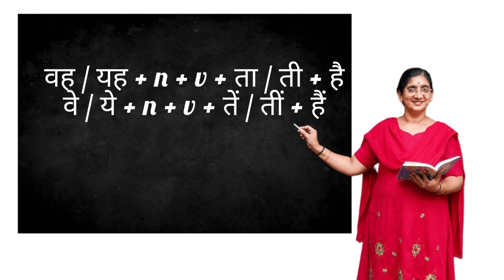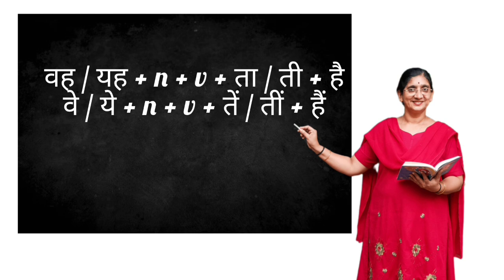to represent स्त्रीलिंग. And a present tense sentence beginning with third person plural वे and ये, that is these and those, will end with हैं, that is are, and it will have a noun and a verb in the middle of the sentence. And here comes the difference. In a simple present tense sentence, along with the root verb, we will use ते to represent पुल्लिंग and ती to represent स्त्रीलिंग. Here, I would like to tell you something.